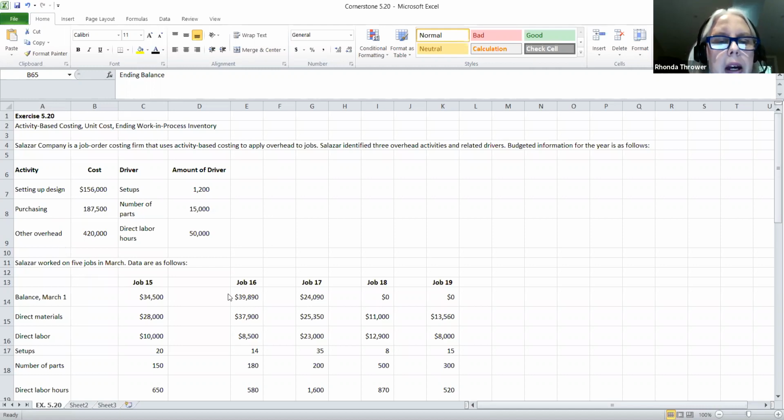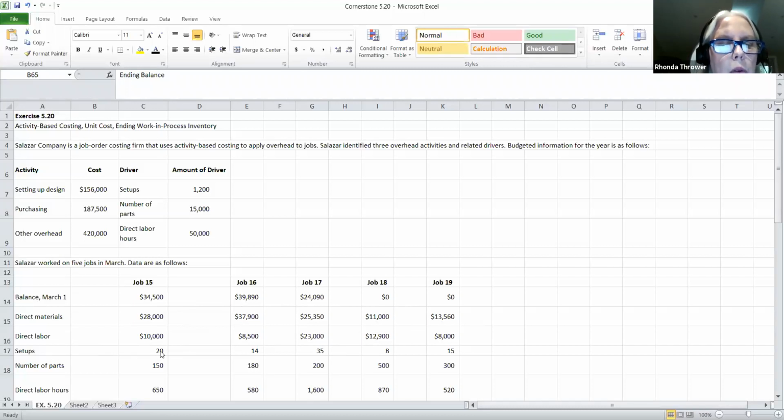Now, they've given us some information about these 5 jobs. They've told you that they had a previous balance in jobs 15, 16, and 17. And 18 did not have a previous balance, and 19 did not have a previous balance. So we started these jobs this period. We had direct materials that we added to all of the jobs. We had some direct labor that was incurred for all of the jobs. And each job has its own number of setups.